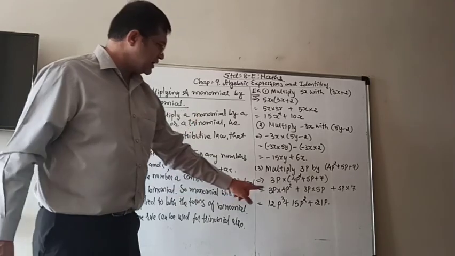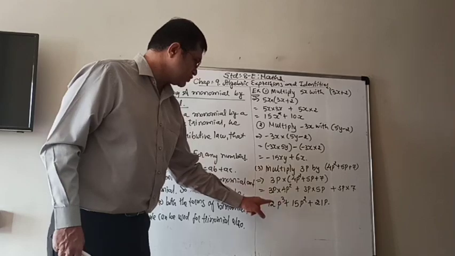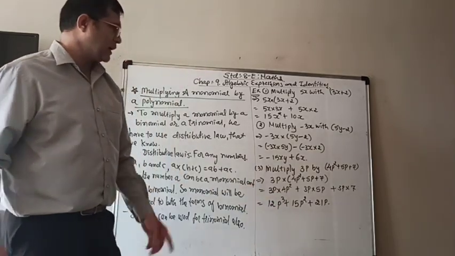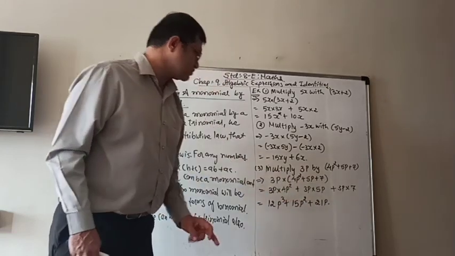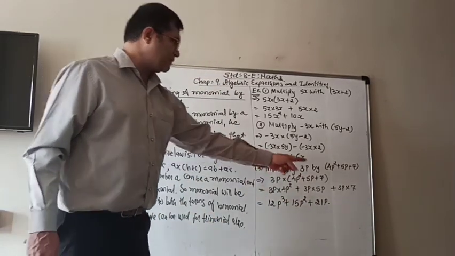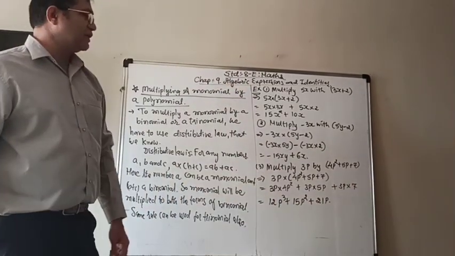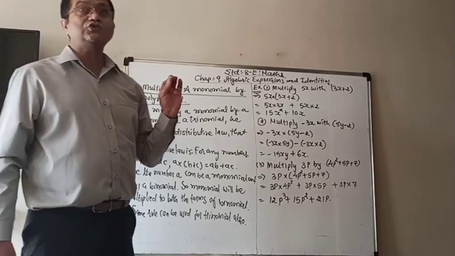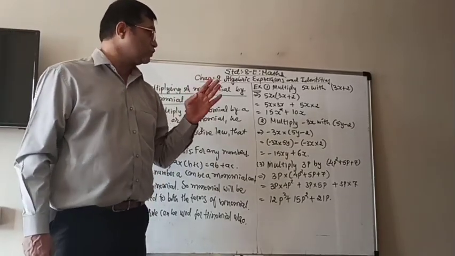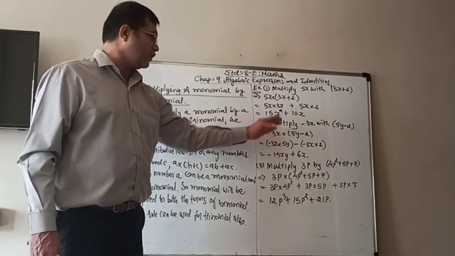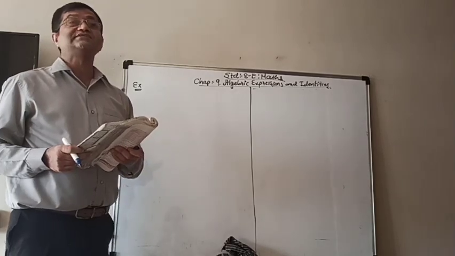Then separately, 3 4s are 12. P into p square is p to the power 1 plus 2, that is 3. So 12p cubed plus 3 5s are 15. P into p is p square. So plus 15p square plus 3 7s are 21p. So that will be your answer. So you have to remember the distributive law, and according to that you have to multiply a monomial with a binomial or with a trinomial. Now we will see some examples.